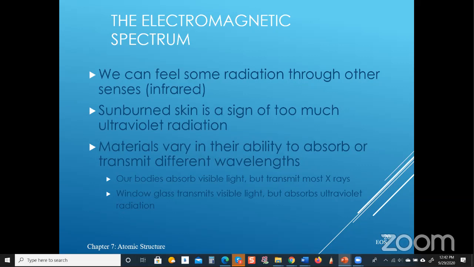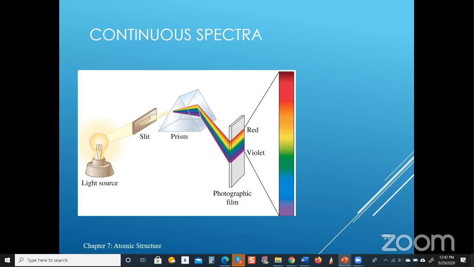And that is the reason why X-ray technology is used to examine our internal organs and so on. Window glass transmits visible light, but absorbs ultraviolet radiation. So different materials basically have different levels of transparency when it comes to different types of radiation. Now, we're going to focus here on the visible part of the spectrum.